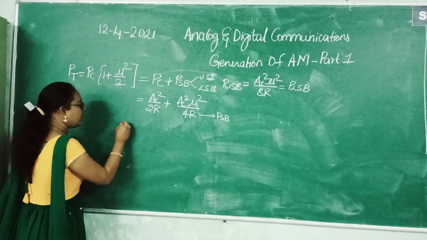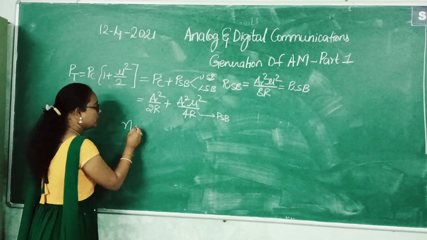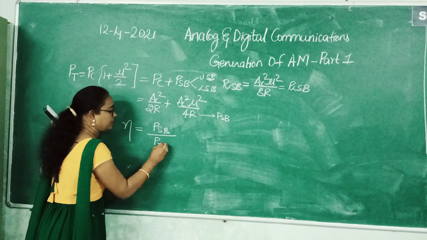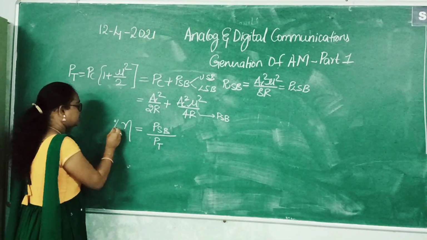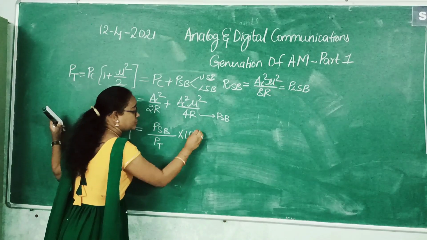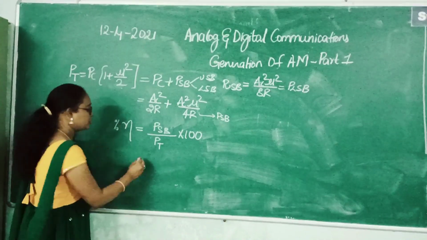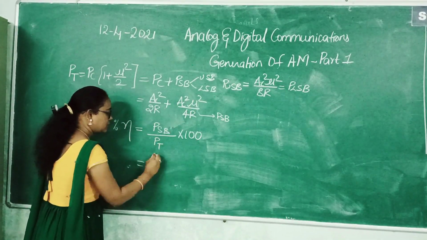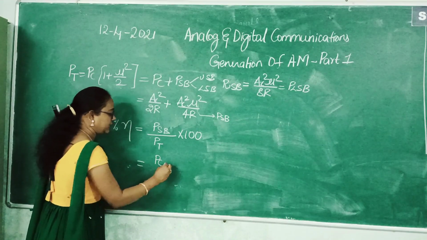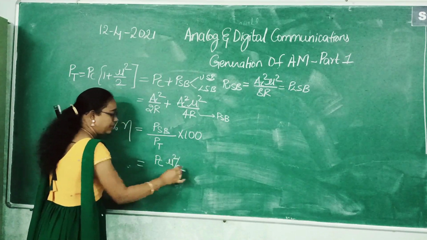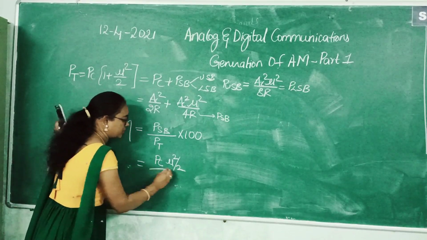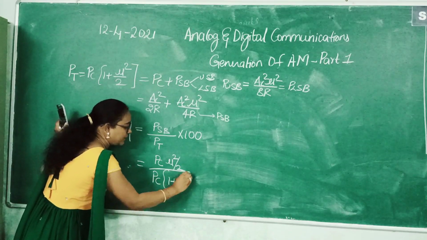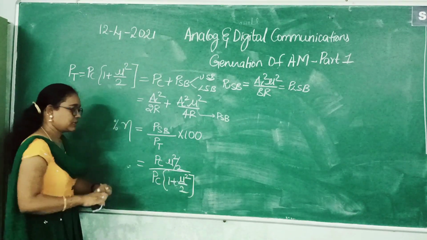For that we are going to take the efficiency equation. Efficiency is sideband power to that of total power. If we want it in percentage, we multiply by 100. The sideband power is AC square mu square by 4R, which I can write as PC into mu square by 2, where PC is AC square by 2R. And the total power is PC of 1 plus mu square by 2.